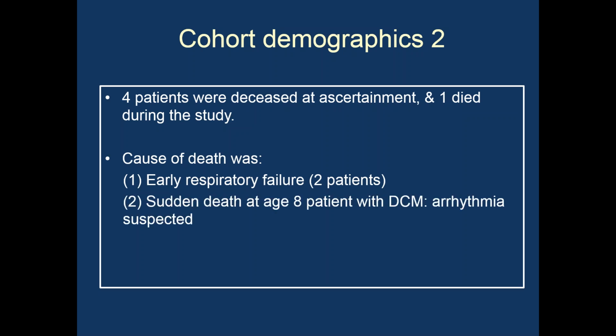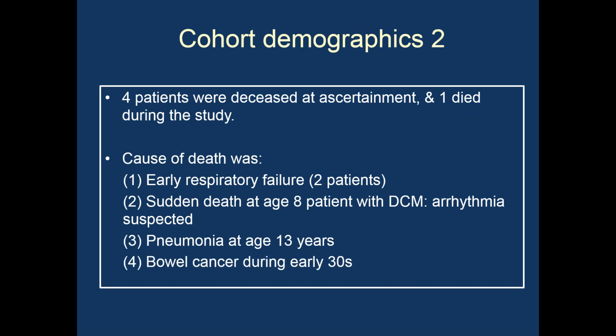And 1 died a sudden death at age 8, and she had a history of dilated cardiomyopathy, which was only mild to moderate in severity, but we suspect that she then developed an arrhythmia, so an abnormal heart rhythm, and that was the cause of death. 1 13-year-old died of pneumonia, and then another much older individual died of bowel cancer, and we think that that was probably an unrelated and really unlucky additional complication for him, so probably unrelated to his titinopathy diagnosis.